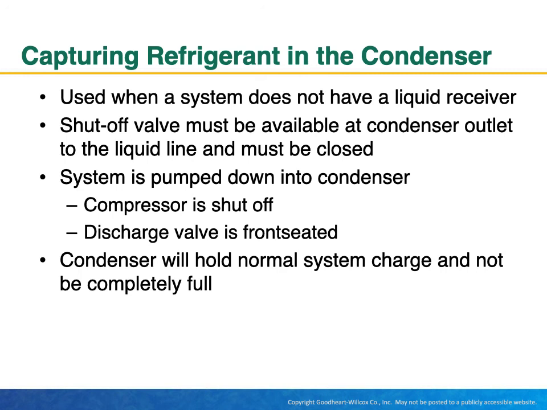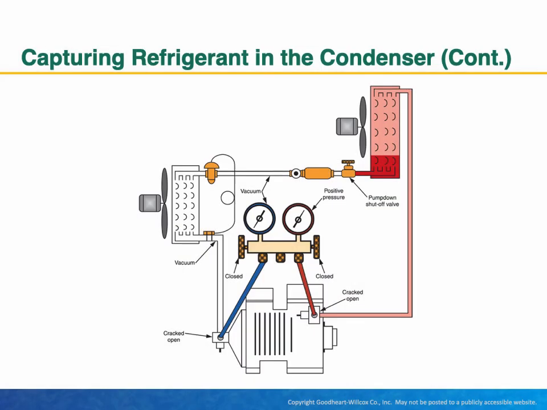Capturing refrigerant in the condenser. Used when a system does not have a liquid receiver. Shut-off valve must be available at condenser outlet to the liquid line and must be closed. System is pumped down into the condenser. Compressor is shut off. Discharge valve is front seated. Condenser will hold normal system charge and not be completely full. And here is a picture showing capturing refrigerant in a condenser.